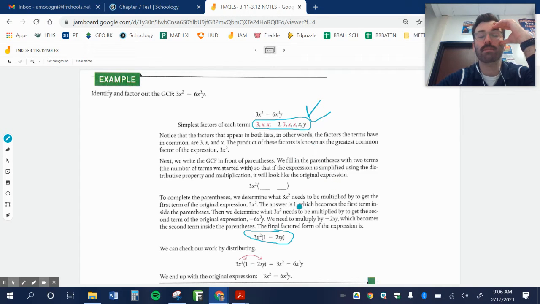All right, you always place your GCF in front of your parentheses so that, like it says here, we can check our work by distributing. If you distribute that GCF and you do not get your original problem, then you know that you did something wrong.